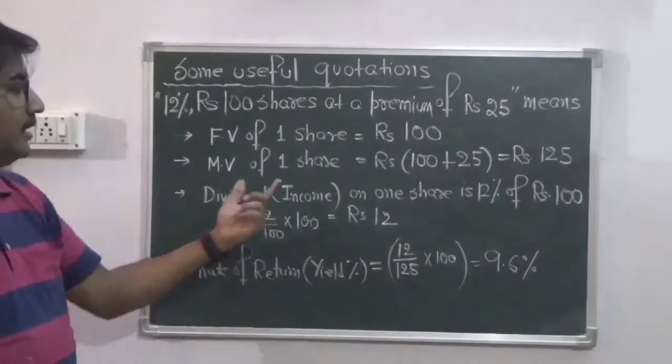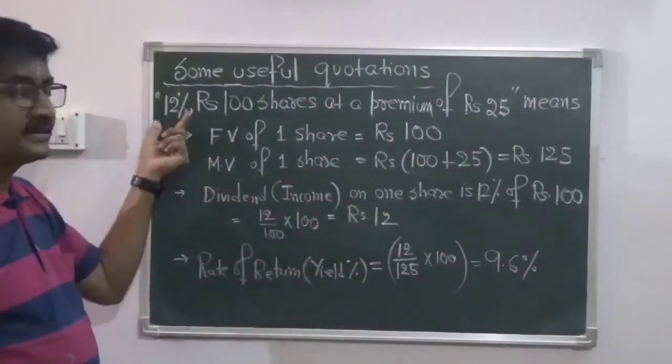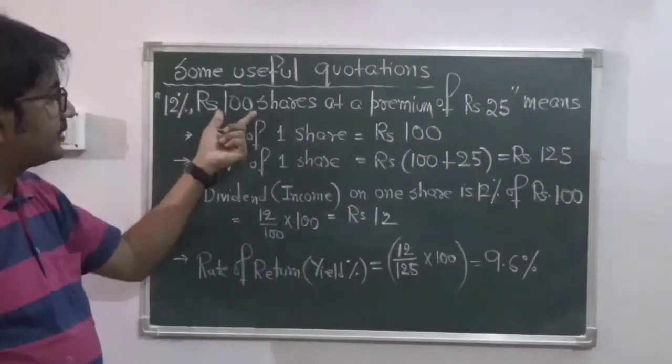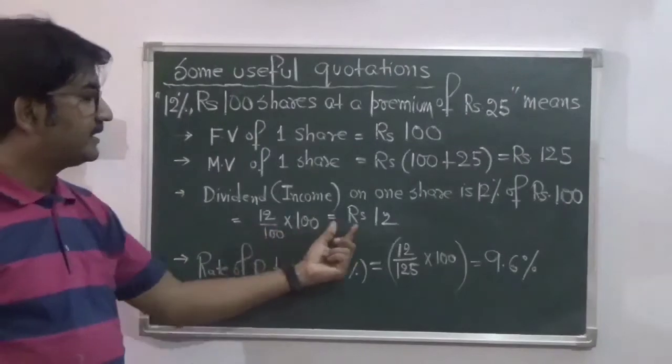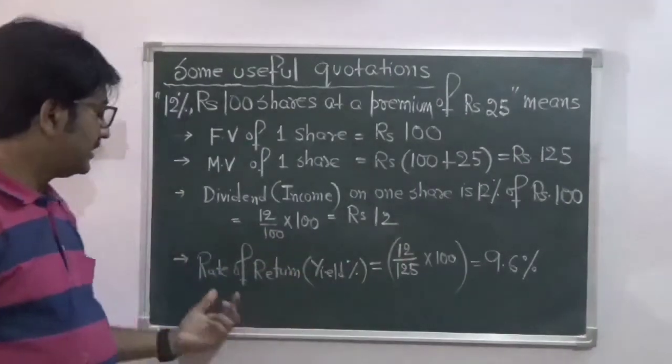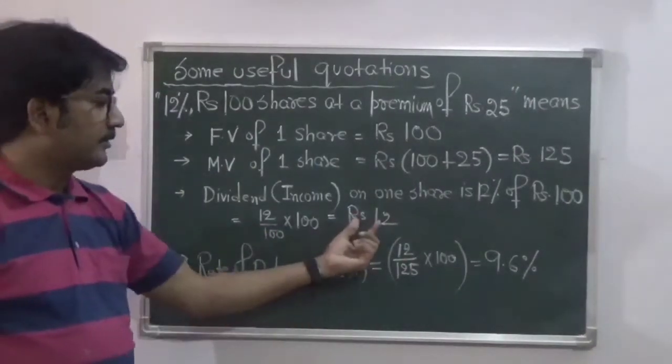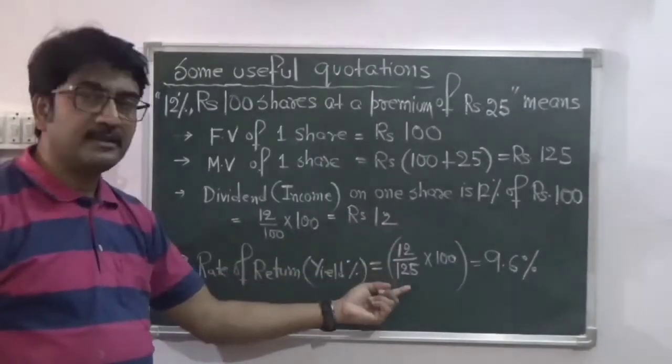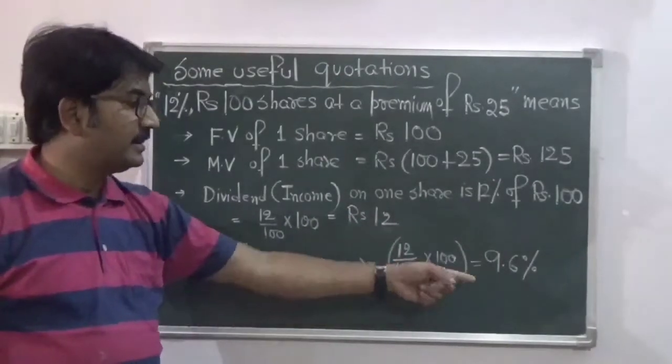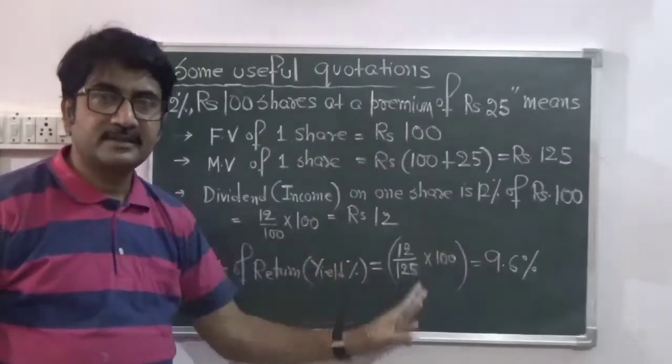Now the dividend or the income on one share is 12% of the face value, that is 12% of 100. That comes to rupees 12, and the rate of return is the income on one share divided by the market value, into 100, which comes to 9.6%.